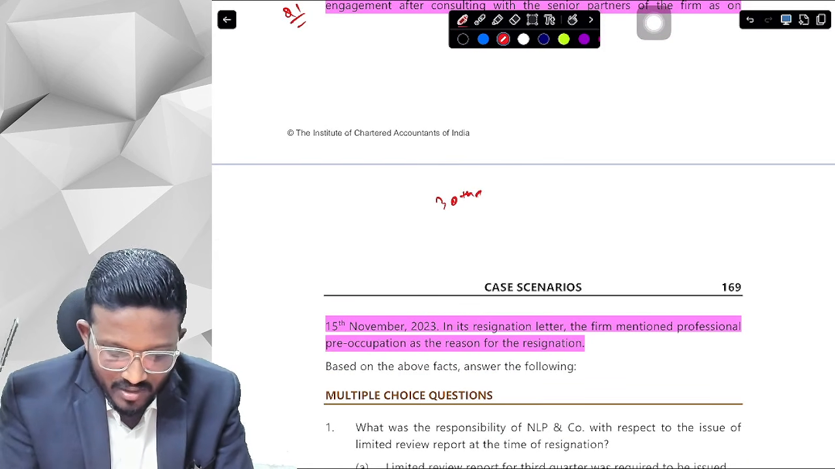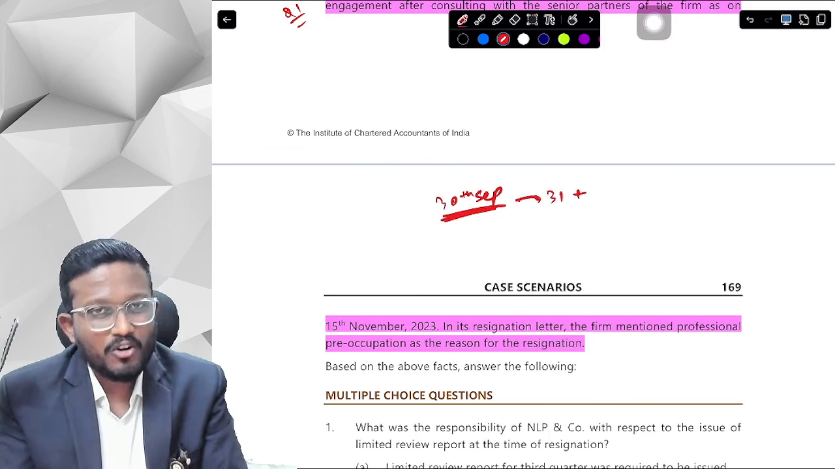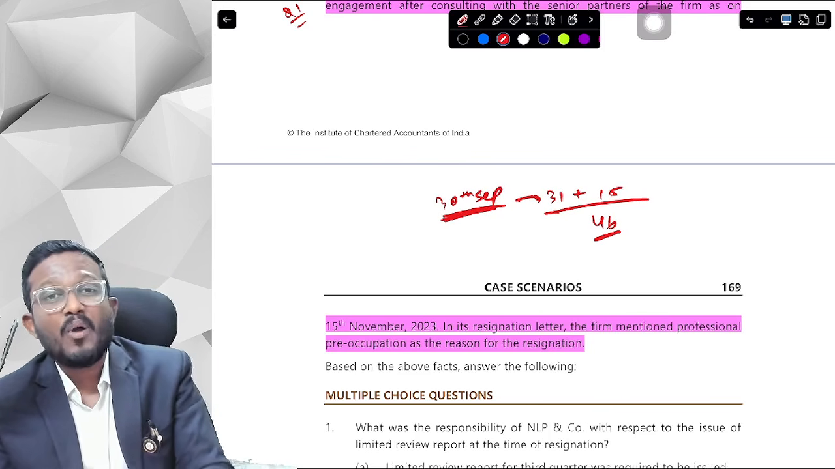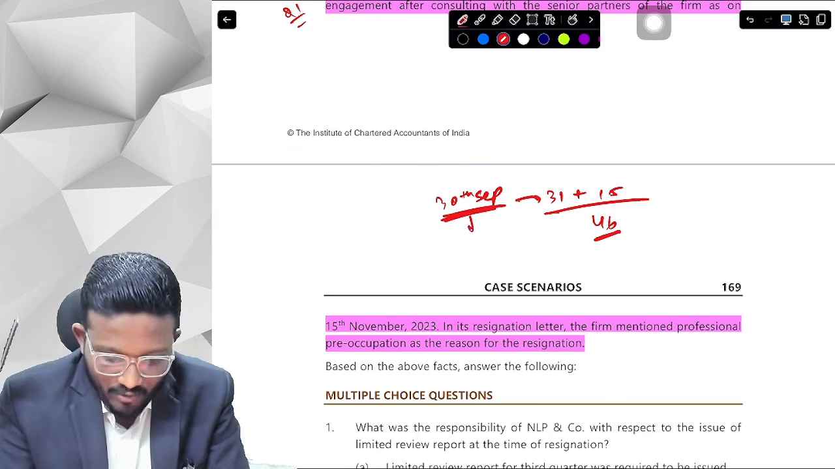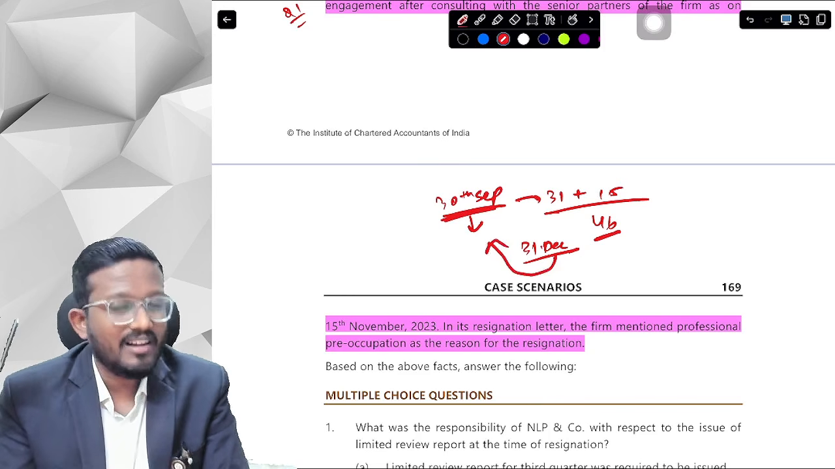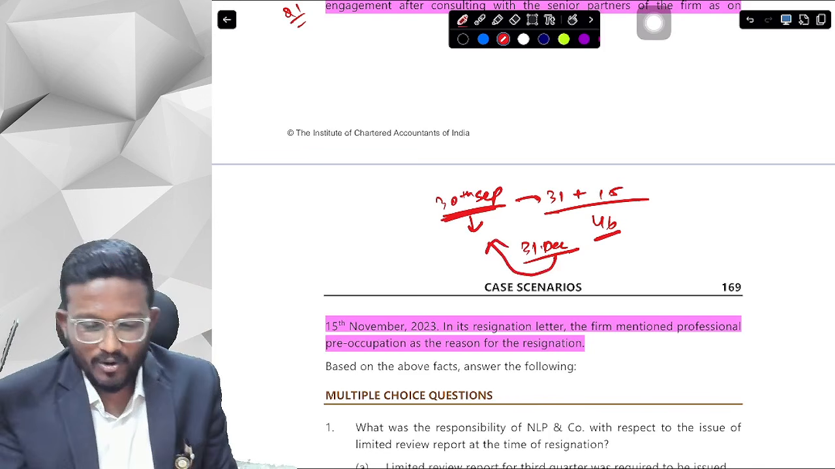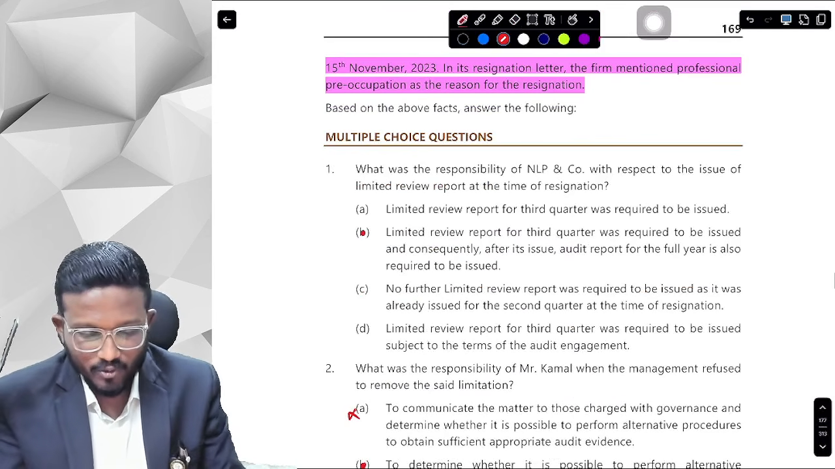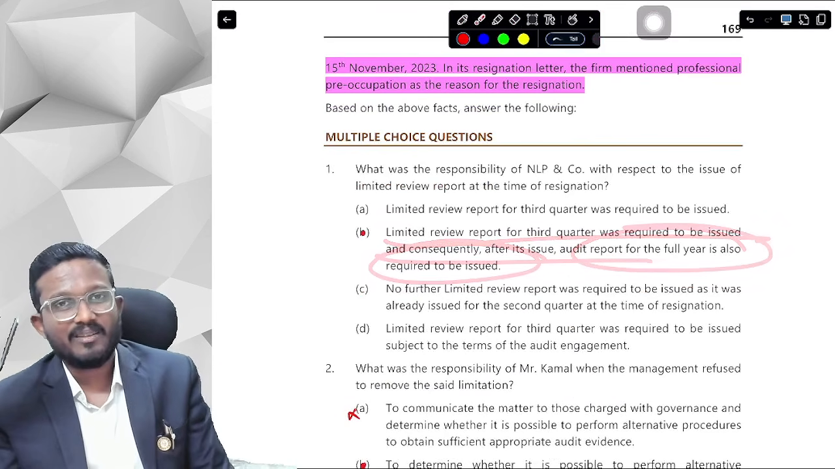The previous quarter end date was 30th September, plus 31 days of October and 15 days of November, which goes to 46 days, which means we are withdrawing after 45 days from the end of the quarter, which means we will have to issue the limited review report for this quarter and for 31st December as well. And once we have issued the limited review report for 3 quarters, then we will have to issue the limited review report for the 4th quarter as well. So here it says we need to issue the review report and audit report for the full year as well.